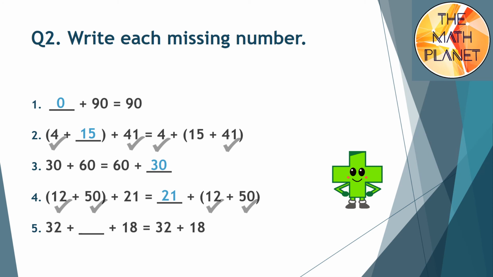Question number 5. 32 plus which number plus 18 equals 32 plus 18. This seems to be like the identity property. We have 32 on both sides, we have 18 on both sides, so the missing addend must be 0.